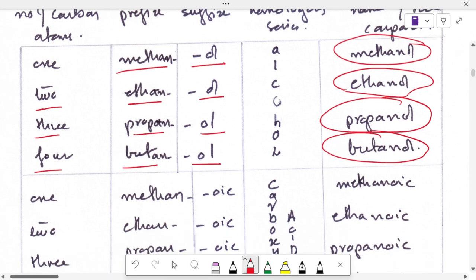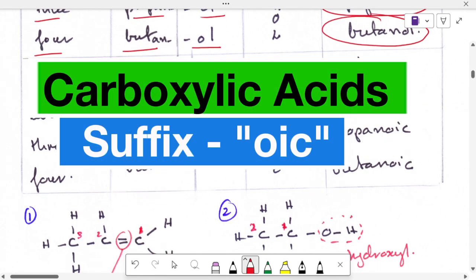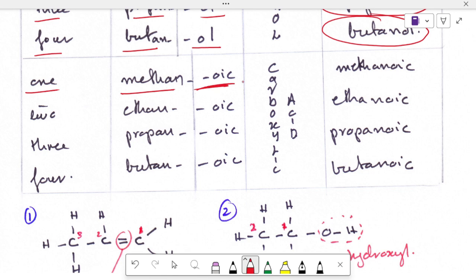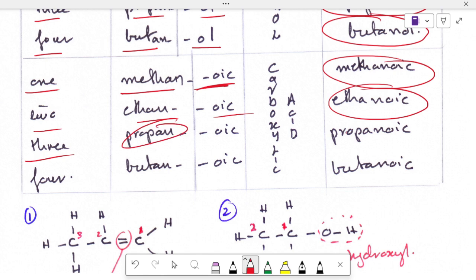Now we come to the fourth homologous series, that is carboxylic acids. Its suffix is -oic. So carbon 1 methanoic, carbon 2 ethanoic, carbon 3 propanoic, and carbon 4 butanoic.